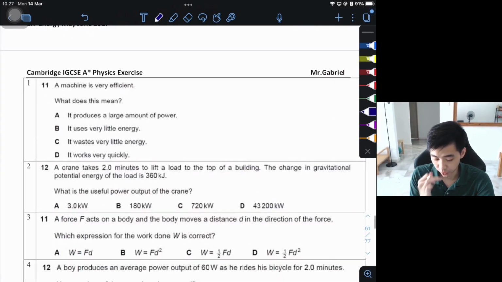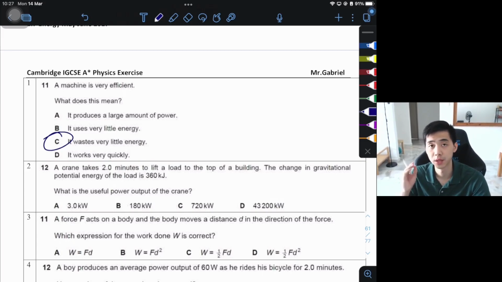A machine is very efficient. What does this mean? It produces a large amount of energy? No. It uses very little energy? No. It wastes very little energy. Whenever we say something is very efficient, it means to say it wastes very little amount of energy.